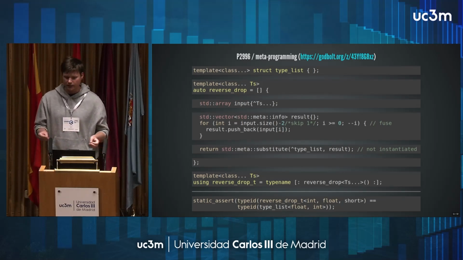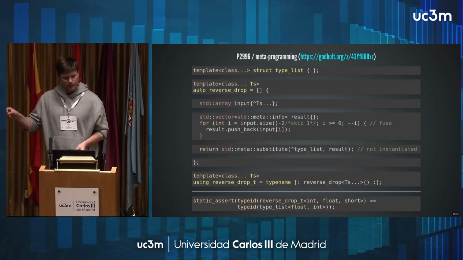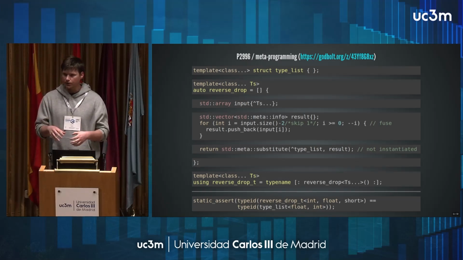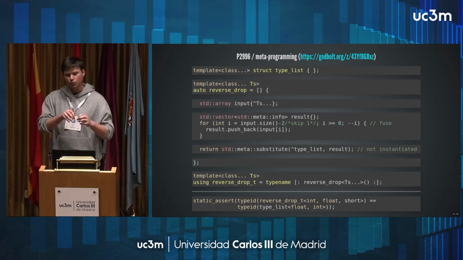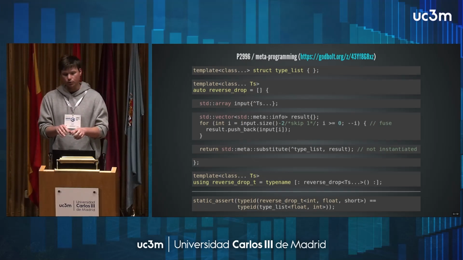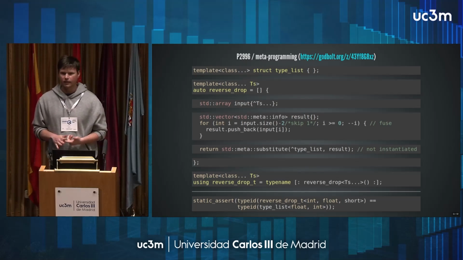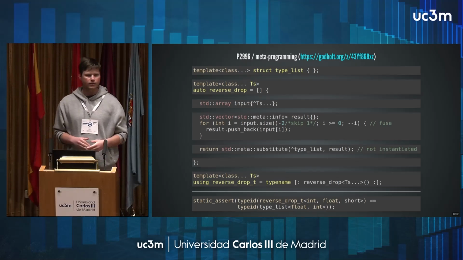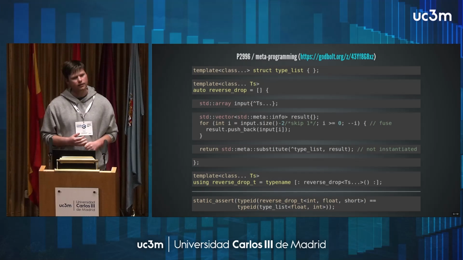So we have this type list, and we have this vector of meta info objects. Then when we substitute, that will create a reflection entity which will be able to be instantiated when we do the splicing with the type list of these meta info types. Does that make sense? Questions?